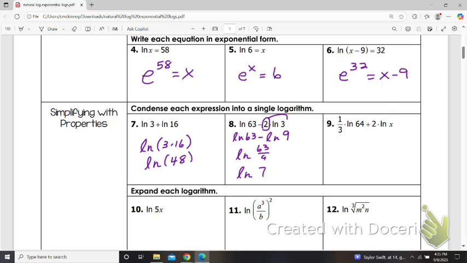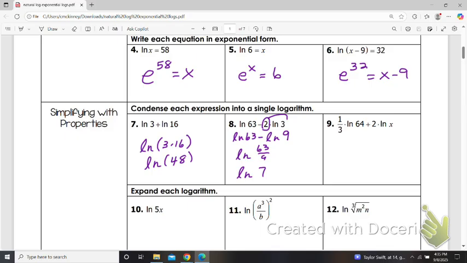Now, we can get number answers. We'll have to round them. They'll have decimals. But we can get number answers. But in this case, it just says condense. It doesn't say condense and evaluate. So you don't need to grab the calculator. I mean, unless you need it for 63 divided by 9.